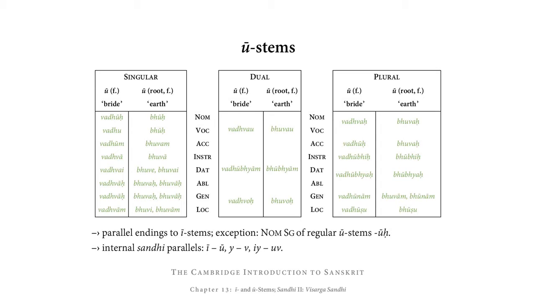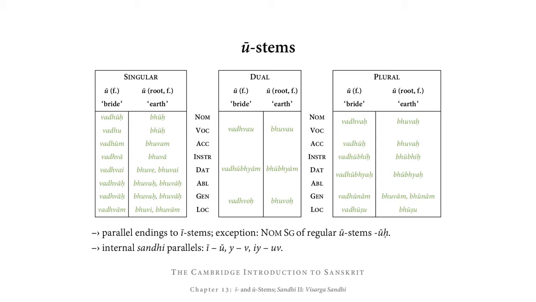Where an I changes into a Y, an U changes into a W, so again, into its semi-vowel counterpart. Where a long I changes into IY, a long U changes into UW, so the short form of the vowel plus the consonantal counterpart. So when you look at these tables, you will see that they are just like the tables for long I stems, with one exception, namely the nominative singular of regular long U stems also ends in uh, and not in u, which we might expect on the parallel of, for example, nadi.